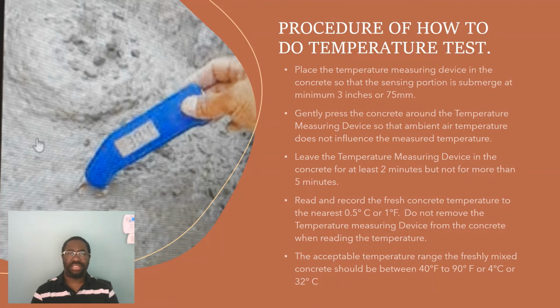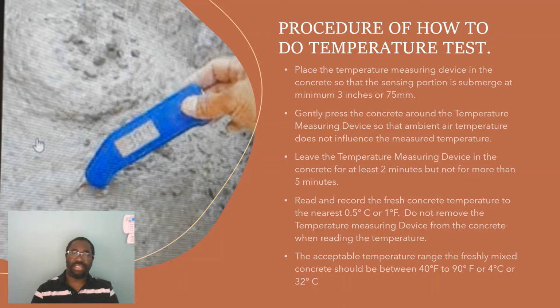In fact, it is much easier to do than the air test and the slump test. So let me get into the procedure of how to do the temperature test. So one, you're going to place the temperature measuring device in the concrete so that the sensing portion is submerged at a minimum of 3 inches or 75 millimeters.